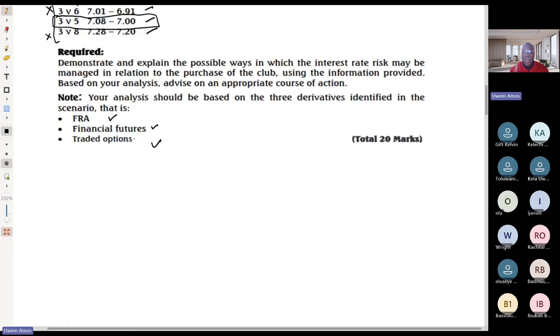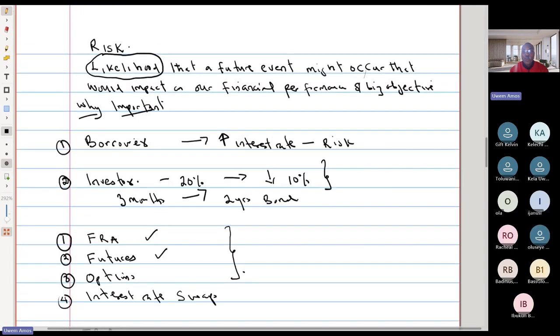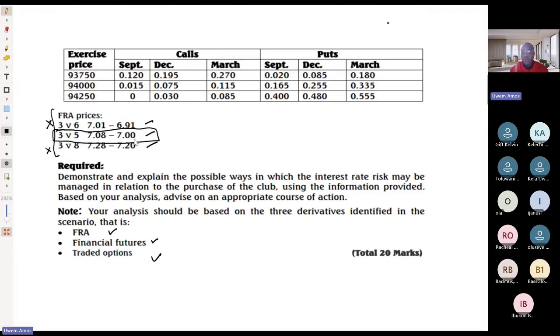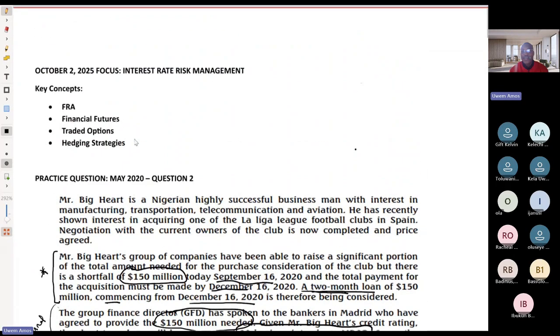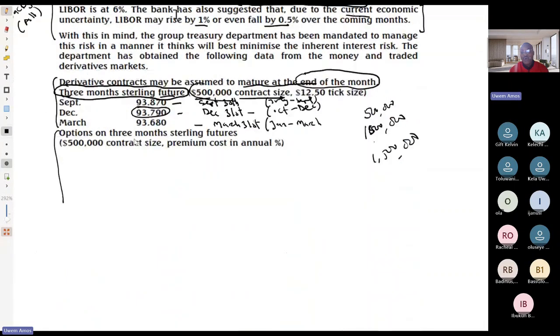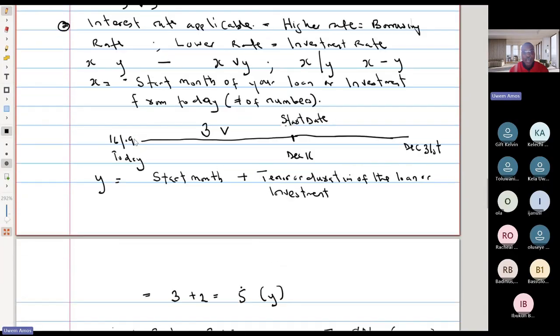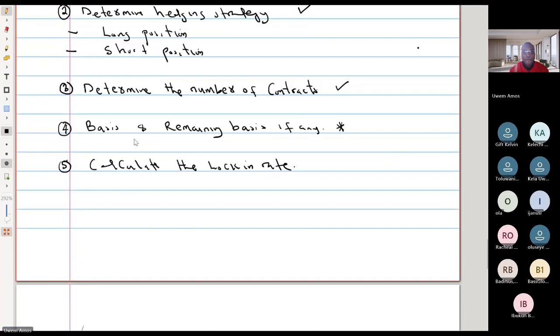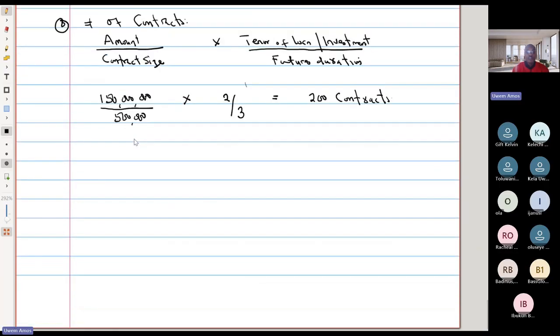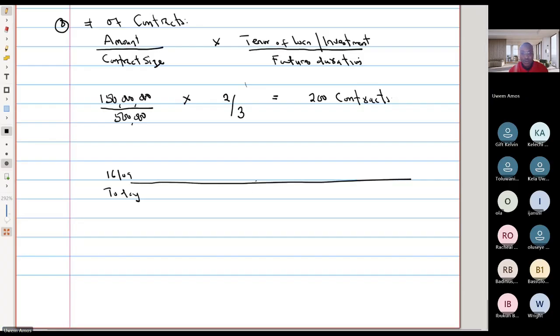So if Mr. Bighard were to borrow on December 31st on the dot, we don't have a problem with basis and remaining basis, because the price on the 31st of December is the futures price. I should draw another line so I don't mix it up with the FRA. Let me draw another line down. All right, so today is 16/09. Mr. Bighard needs to borrow on December 16. This is the day we need to borrow.